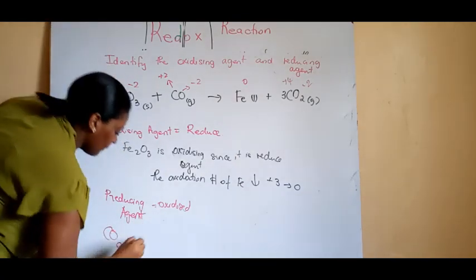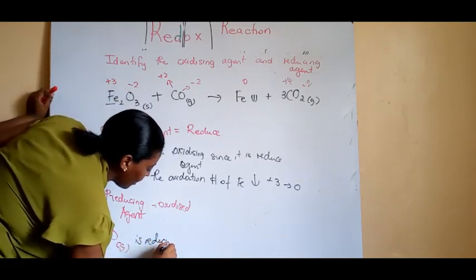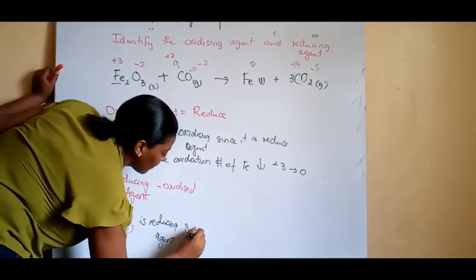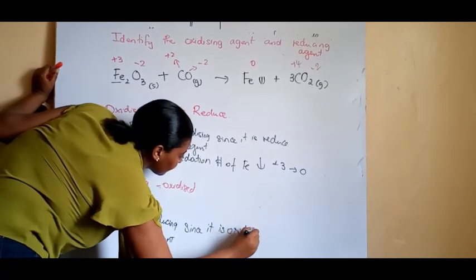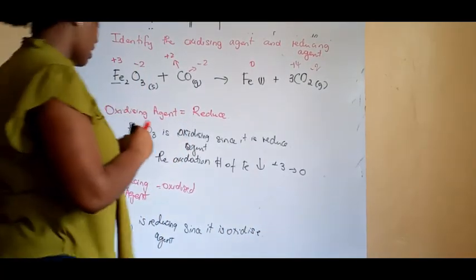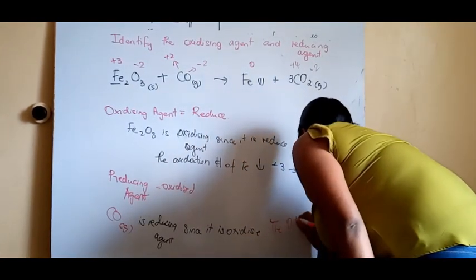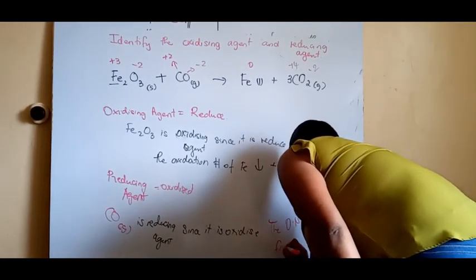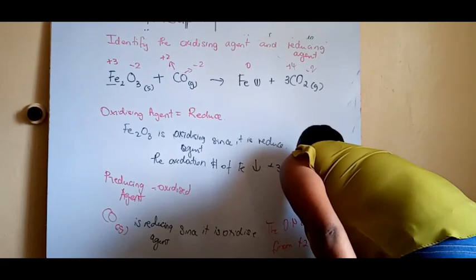Carbon monoxide is the reducing agent since it is oxidized. The oxidation number of carbon increases from +2 to +4.